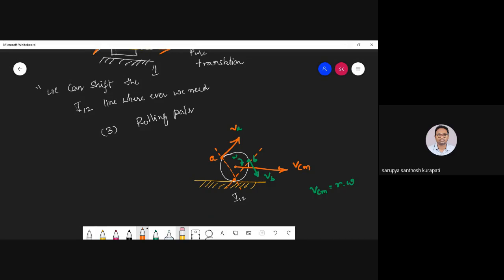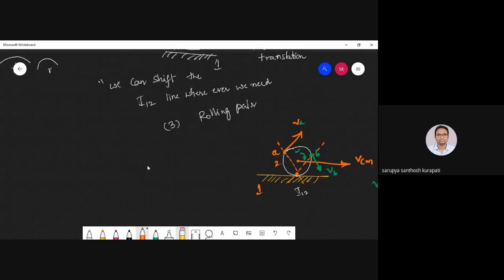This is the point, the instantaneous center. So this is link 1, 2, and this is the point I12. Okay, so this is the story about the rolling pair.